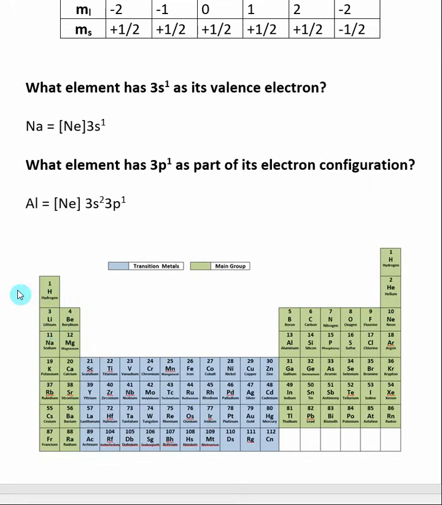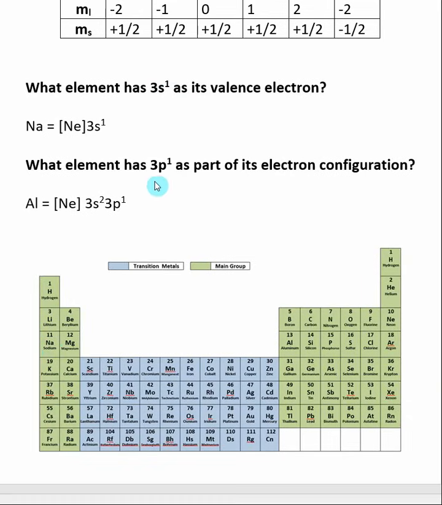The n value starts at 1 in the s block. So this is n equals 1, n equals 2, n equals 3. If I wanted to have 1 electron in a 3s subshell, it would be sodium, the element that has 3s1 as its valence electron.